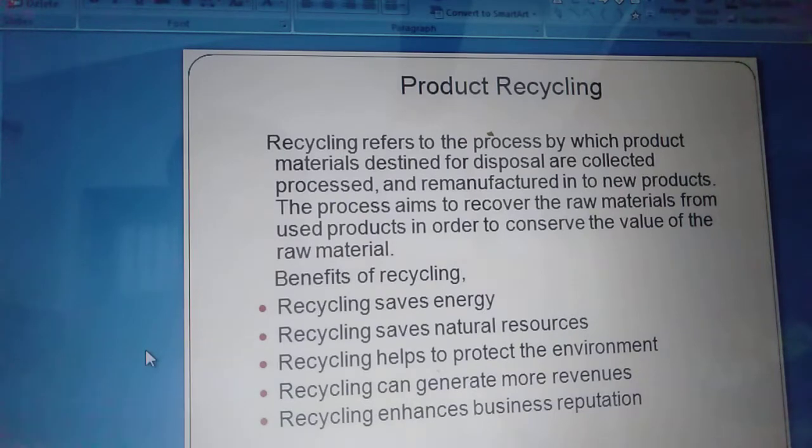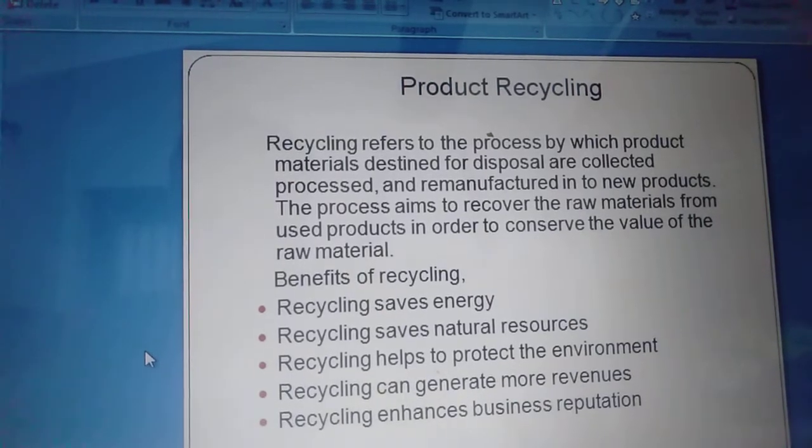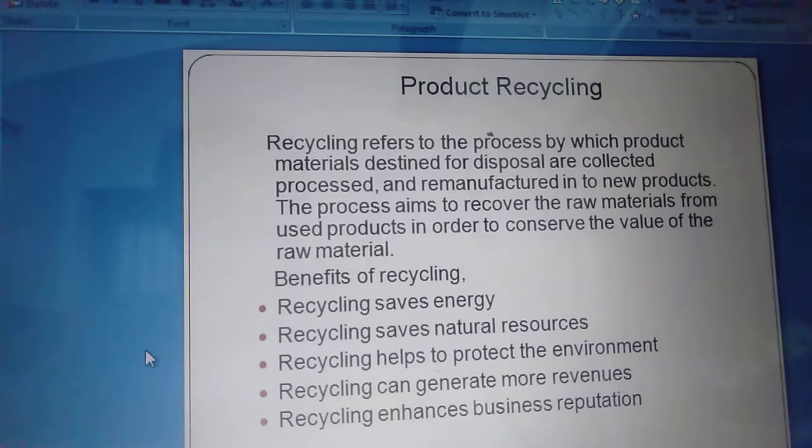Next, recycling saves natural resources. It also helps in conserving natural resources by minimizing the extraction of fresh raw material from the earth through mining and forestry. So this you can avoid if you use the old product, old material. Recycling helps conserve important raw materials and protects natural habitats for the future.